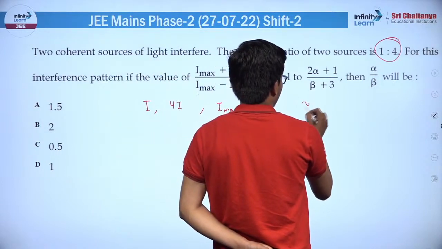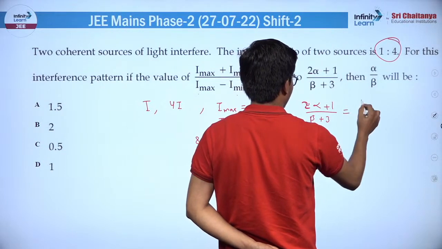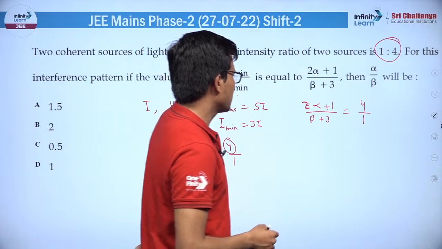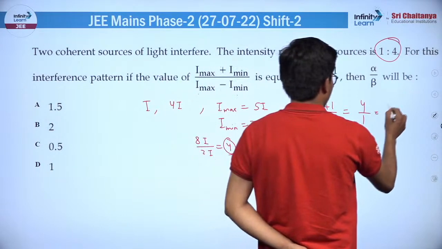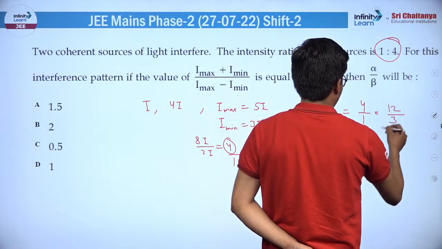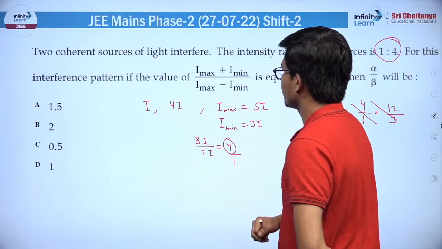So you have to find (2 alpha plus 1) upon (beta plus 3), which is actually 4 upon 1, but it is having 1 plus 3. How is that possible? So let me just multiply by 3. Something is wrong in this part only.